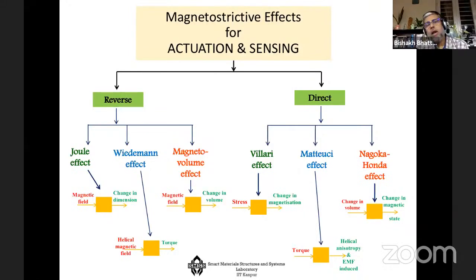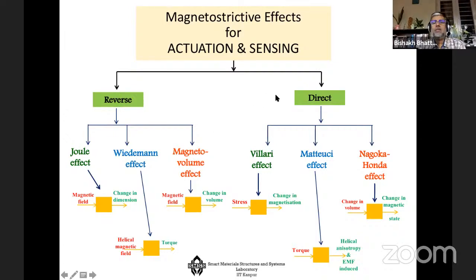Now, there are different magnetostrictive effects like the Joule effect, Wiedemann effect, and magnetovolume effect. These are all direct effects. That means this is where you are able to develop actuators by application of a magnetic field. If you develop a linear expansion, that is the Joule effect. If you develop a torque, that is the Wiedemann effect. If you develop a change in volume, then it is a magnetovolume effect.